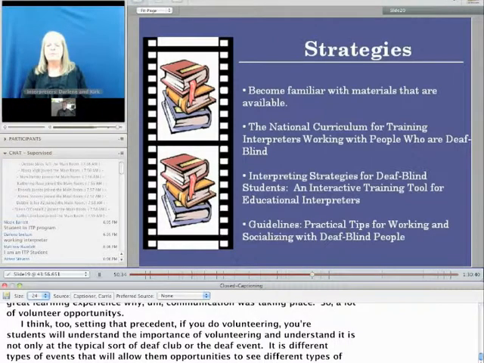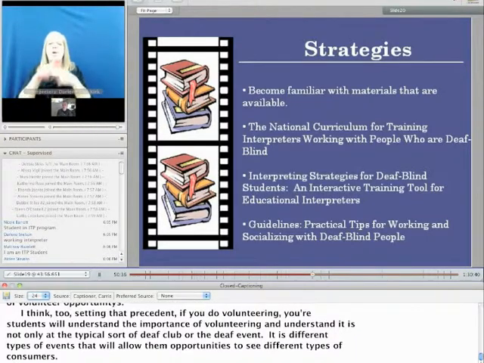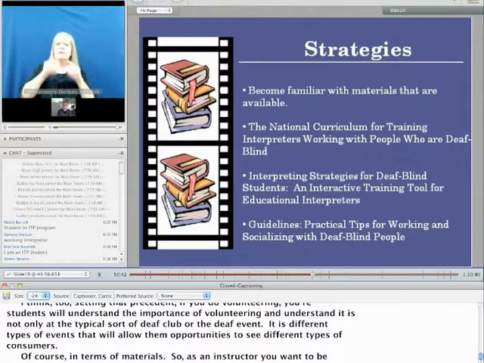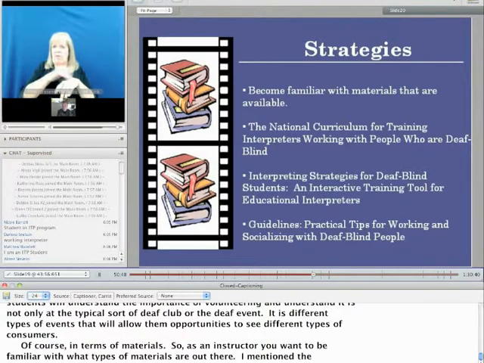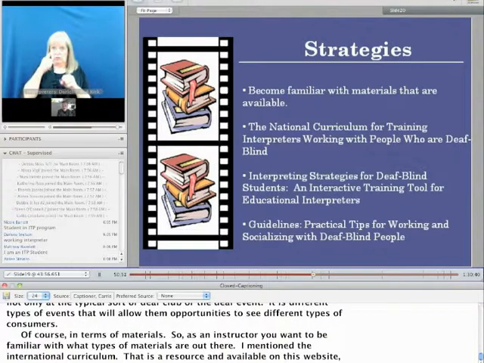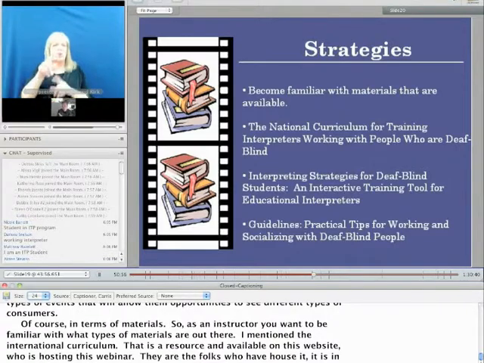And of course, in terms of materials, so as an instructor, you want to become familiar with what types of materials are out there. I mentioned the national curriculum, so that is a resource, and that is available actually on this website who's hosting this webinar. They are the folks who have housed it. It's in their clearinghouse, and you can download the entire curriculum for free. They've made that available.